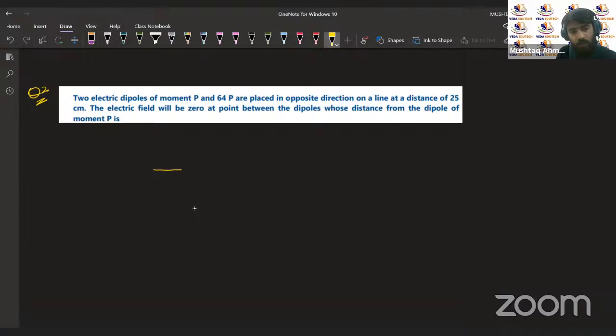So it means that we have two dipoles, right? Let me represent the dipole with this. So this is the negative end of this dipole, and this will be the positive end of this dipole. And another dipole is here. This will be negative. They are opposite in direction. So this is the dipole, and it's another dipole, so it will be directed along this, right? The separation between these dipoles is given as 25 centimeter, right?